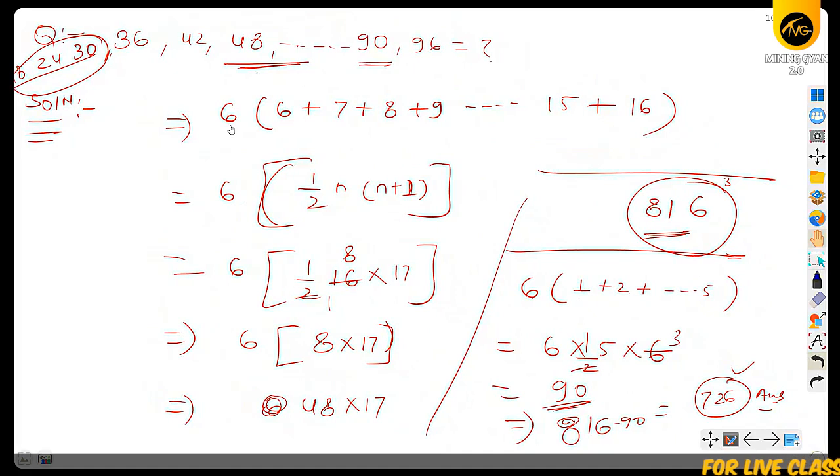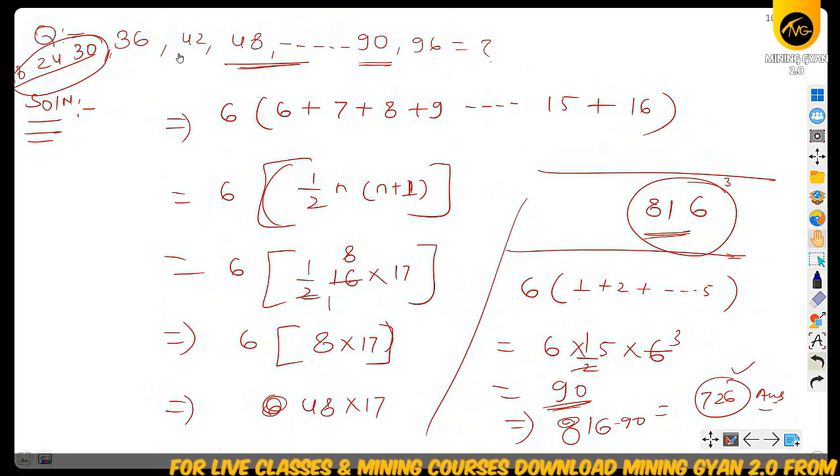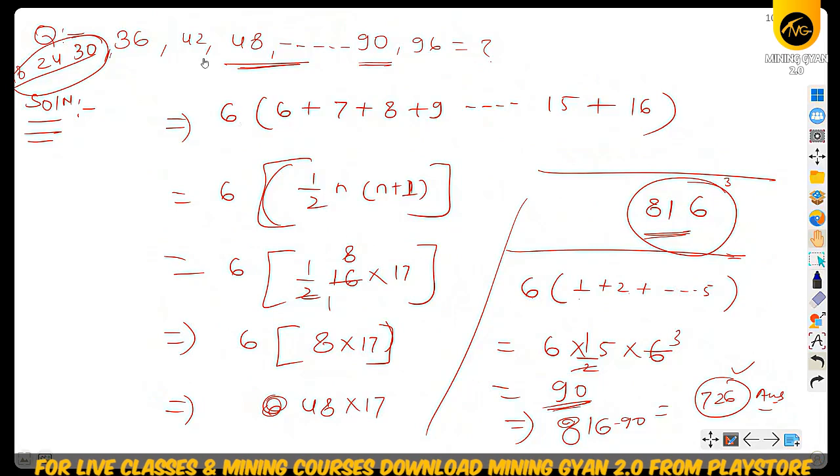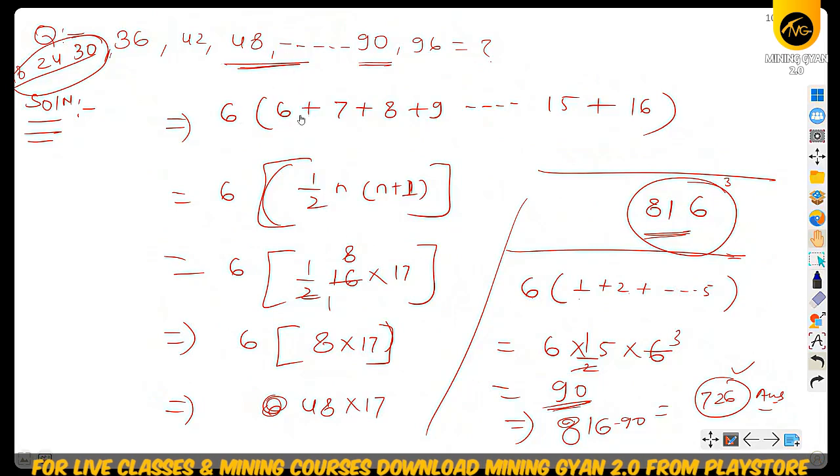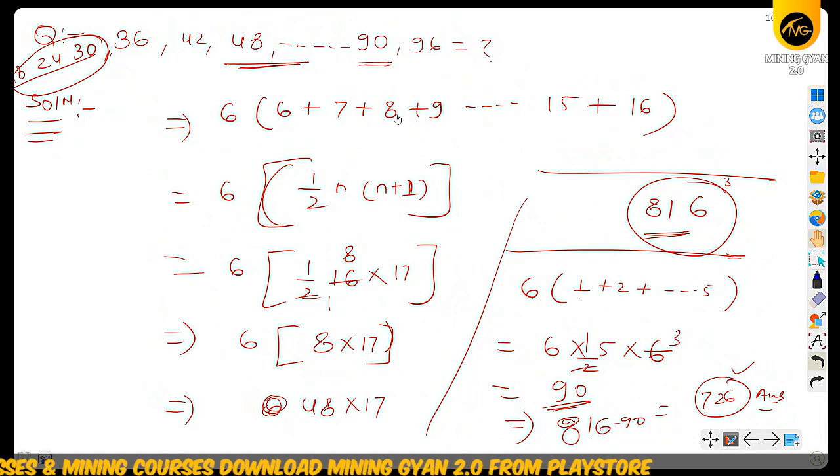Just use the formula 1 divided by 2, n into n plus 1. In this case, the given series is 36, 42, 48. That is the table of 6. So we have to take out the common 6. Then we have the series 6, 7, 8, 9 and so on up to 16.